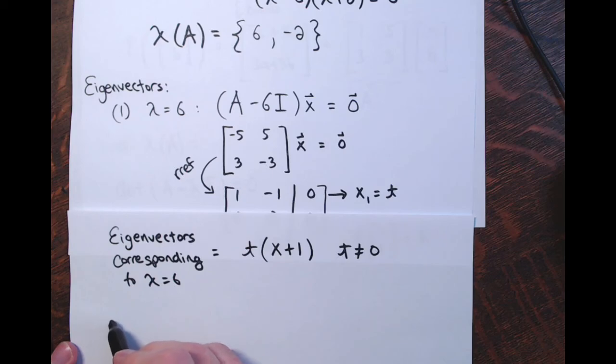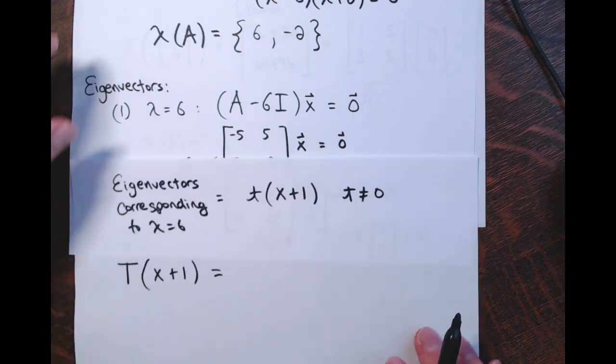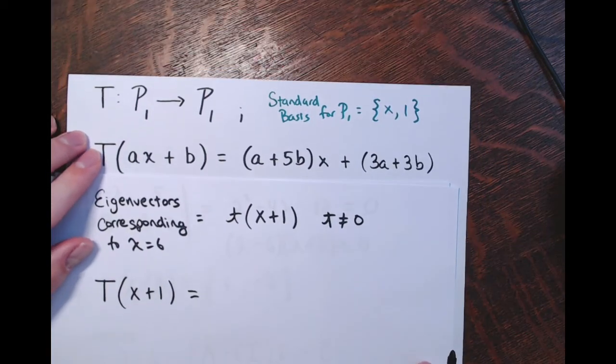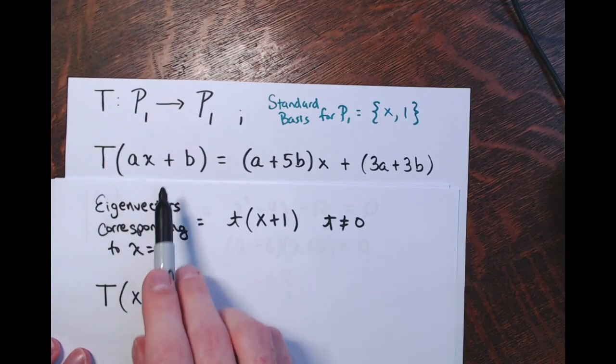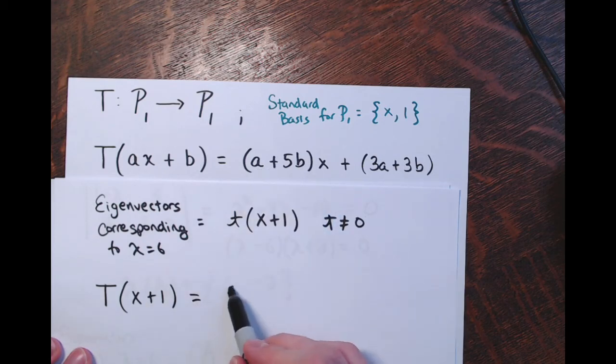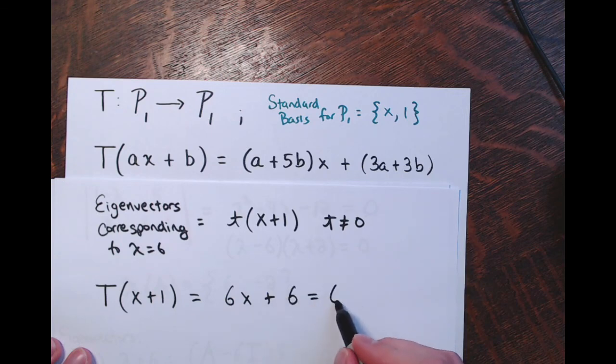So let's check that. Let's take t of x plus 1, and what we're going to see is that we'll get 6 times x plus 1, or 6x plus 6. And watch: ax plus b, a is 1, b is 1. I'd end up with 1 plus 5x, 6x plus, and then 3 plus 3, which is indeed 6 times the initial input.